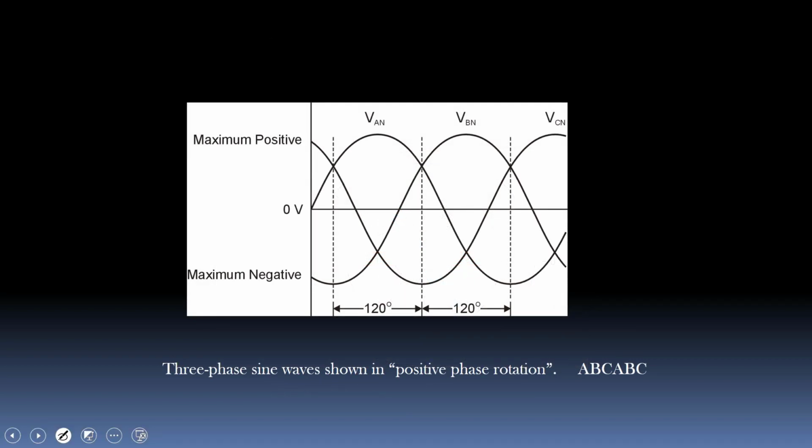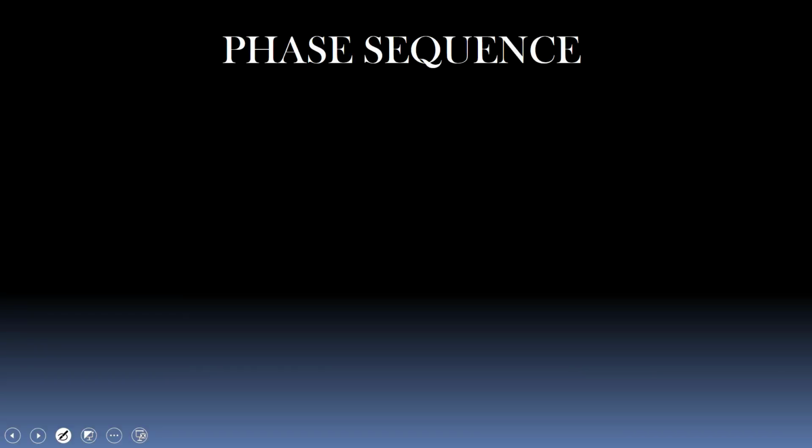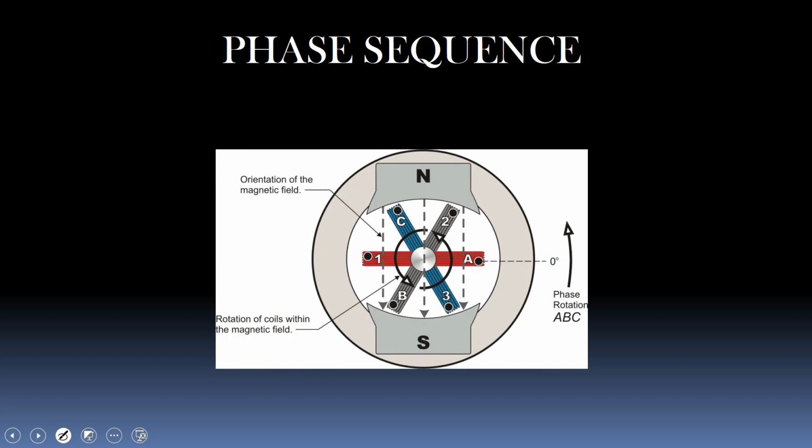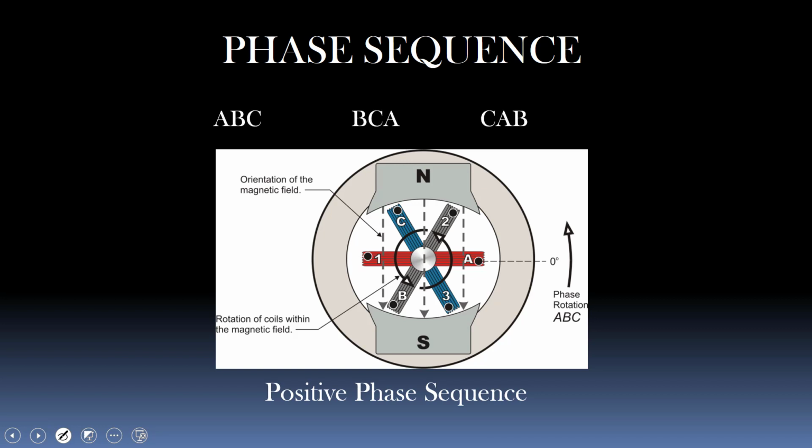So if we look physically, VA to N would peak, then VB to N, then VC to N, and then we'd go back to where we started, VA to N, on a Y system. So phase sequence, what do we got here? Positive phase sequence again. If we were to say, what is positive phase sequence? Well, we can say positive phase sequence would be A, B, C. So A peaks, then B peaks, then C would peak.